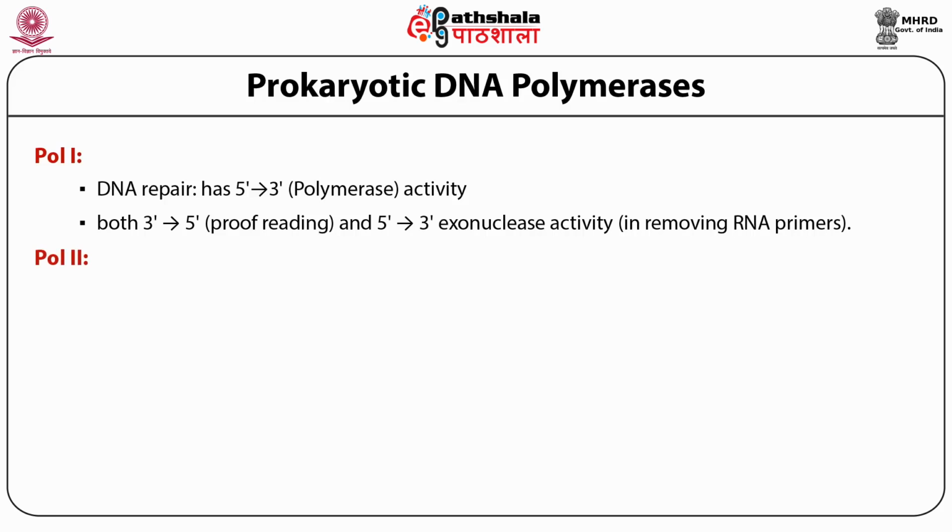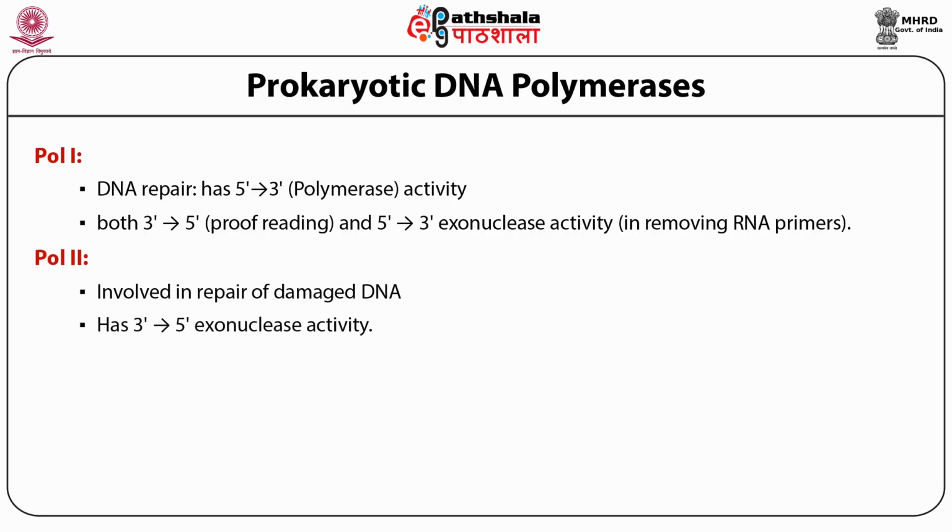DNA polymerase 2 is also involved in the repair of damaged DNA. It has 3' to 5' exonuclease activity and 5' to 3' polymerase activity. However, it does not have any 5' to 3' exonuclease activity. There are multiple proofs that DNA polymerase 2 is also not the main polymerase. What are the proofs? There are three important points. These are all experimental proofs.